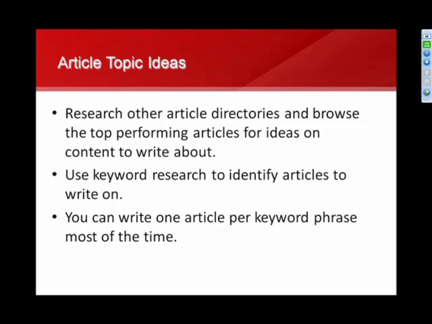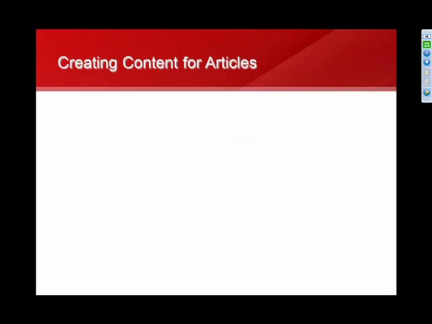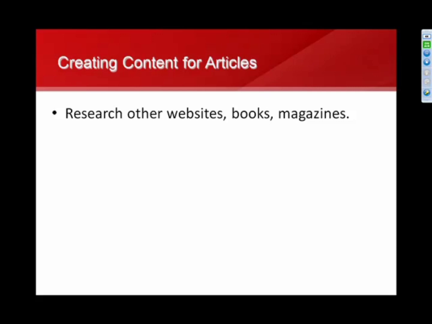You can write one article per keyword phrase most of the time. As we identified using the AdWords keyword tool, we were able to identify a lot of keyword phrases that we could go after. So for creating content for your articles, research other websites, books, and magazines in your niche. Now, books and magazines might be slightly extreme. But if you really want to get serious and write some good content, go to the library or buy a book on your niche. The library is your best bet because it's free.